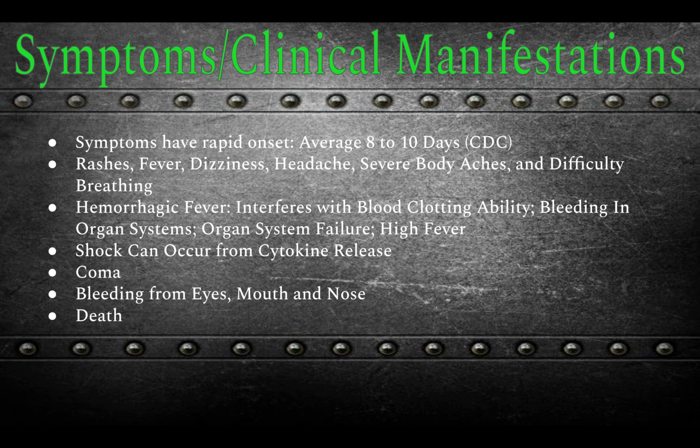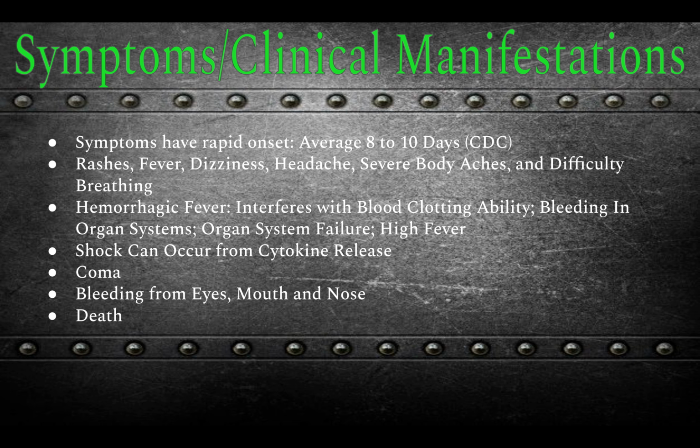The symptoms of both infections have a rapid onset of about 8 to 10 days, according to survival. The symptoms include, but are not limited to, rash, fever, dizziness, severe body aches and headaches, and difficulty breathing. Later in the infection, symptoms such as shock can occur as a result of the excessive cytokine release from the immune system, comas, and bleeding from the eyes, mouth, and the nose.